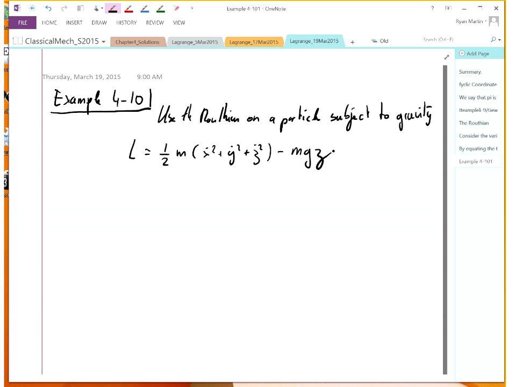All right. So the first step here is to identify the cyclic coordinates. So step one: cyclic coordinates. Coordinates that don't appear explicitly in the Lagrangian. Coordinates for which dL by d that coordinate is 0. Well, x and y are both cyclic. z is not because it appears in the potential energy. So x and y are cyclic.